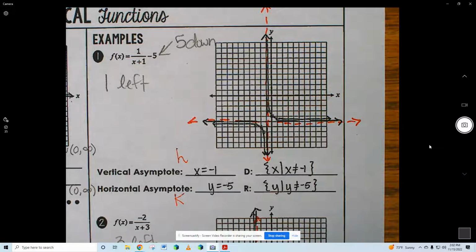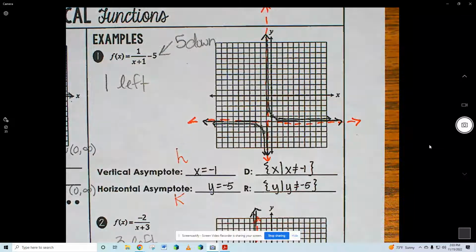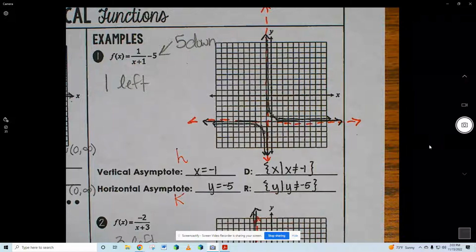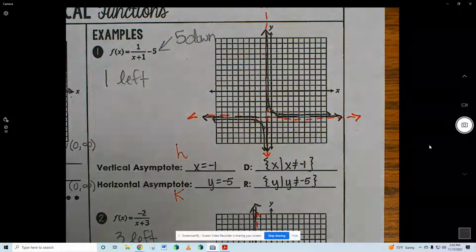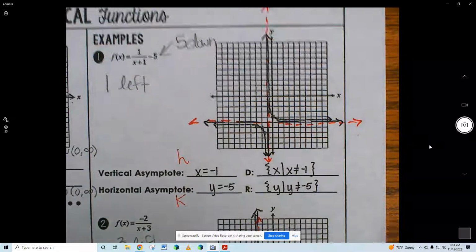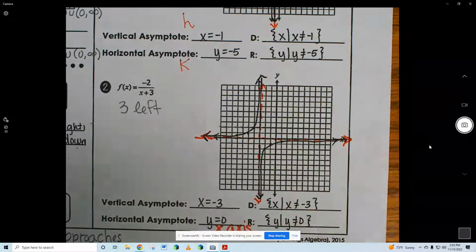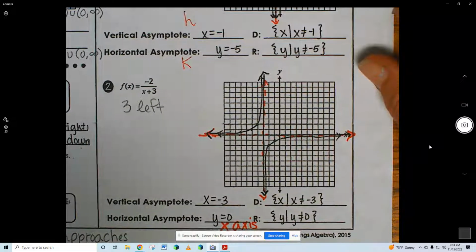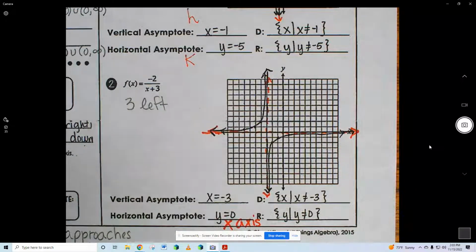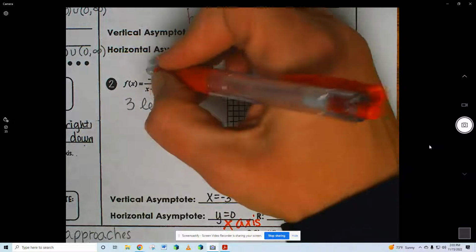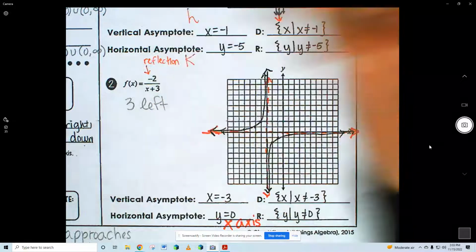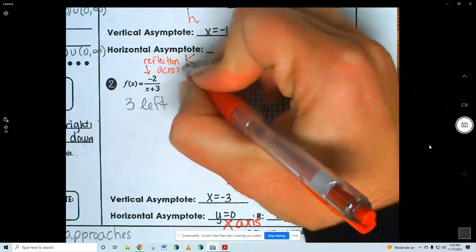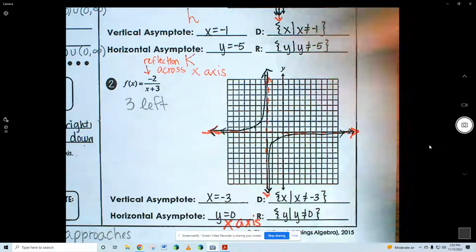Okay, I'm going to give you number 2 where my A is negative. Okay, so I'm going down. Notice how on number 2 I'm moving up, class. The paper's moving up. On number 2, I've got a reflection across the x-axis. That -2 right there is a reflection across the x-axis. I'll move my hand.